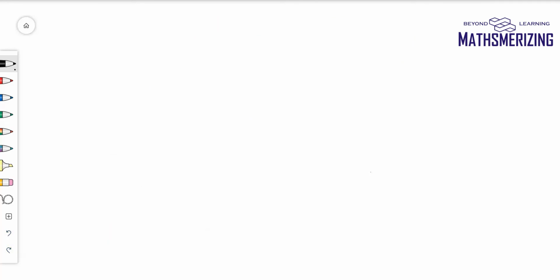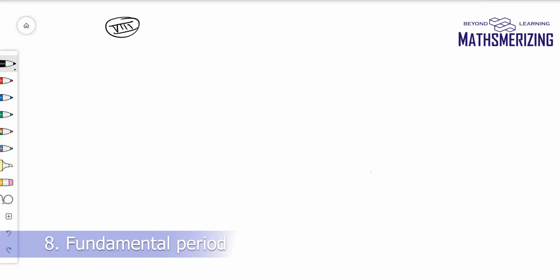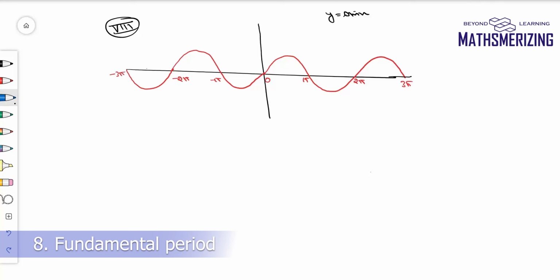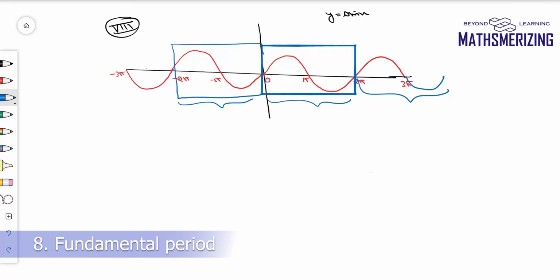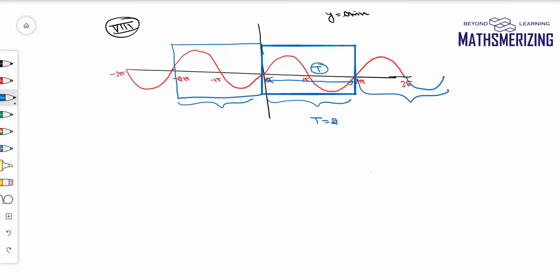Now we'll come to the eighth thing. The eighth thing that we will decide from the graph is whether the function is a periodic function or a non-periodic function. If my graph has some pattern which repeats after a certain interval every time, then I'll say my function is a periodic function. Say for example the graph of y equals sin x. When I look at the graph of sin x, I see this pattern, and this pattern gets repeated every time. So it is a periodic function, and the length of this interval is called the fundamental period of that function. In the case of sin x, the fundamental period is 2 pi.